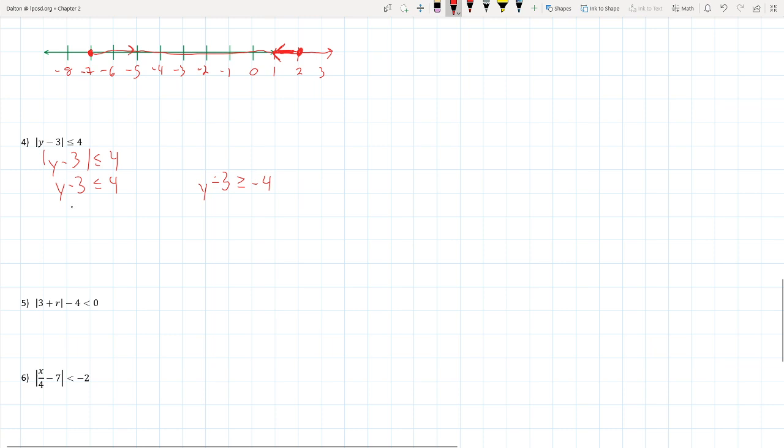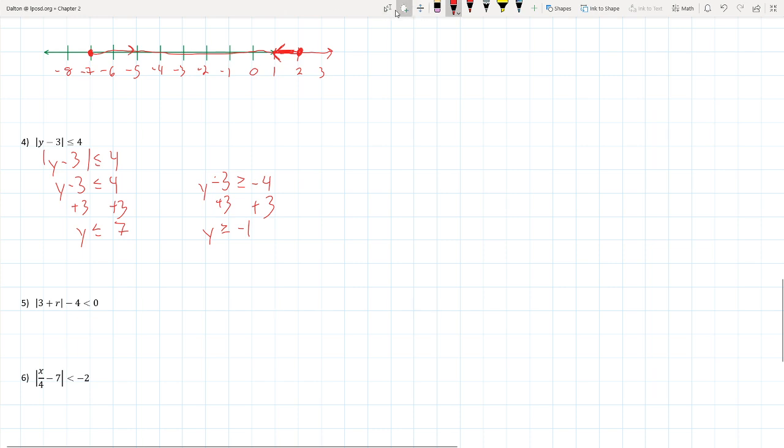So we start solving this. I add 3, and I do the same thing over here. Again, you can do these separate if you want to. I like to do them together because you're doing the same steps. So y is less than or equal to 7, and y is greater than or equal to -1.